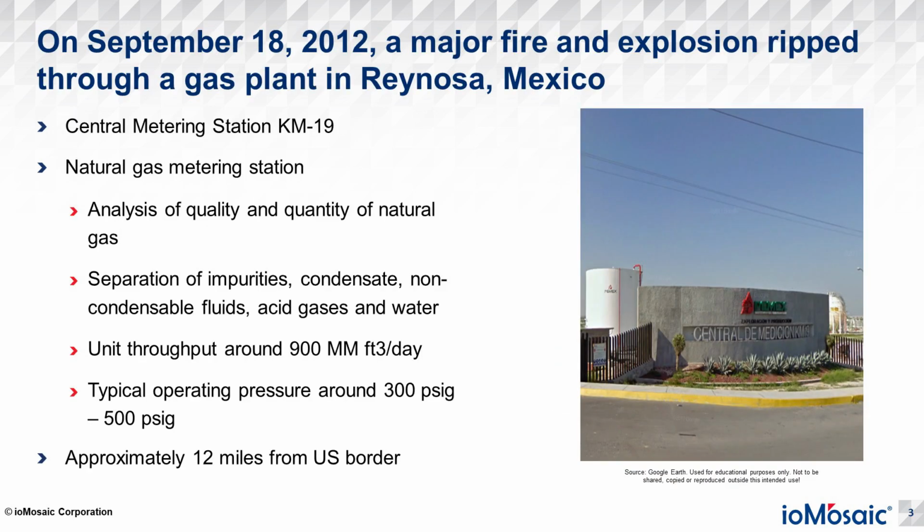Okay, so the incident I'm going to recreate occurred on September 18th, 2012, and it happened in Reynosa, Mexico. It's a natural gas metering station that takes natural gas, separates the impurities out of the natural gas, and then compresses it and sends it on through the distribution system in Mexico. Typically about 900 million cubic feet per day and operating somewhere between 300 and 500 psig. And it's 12 miles from the US border.